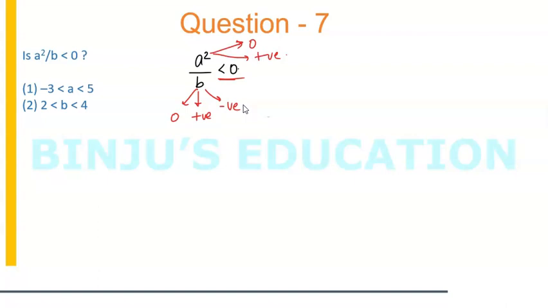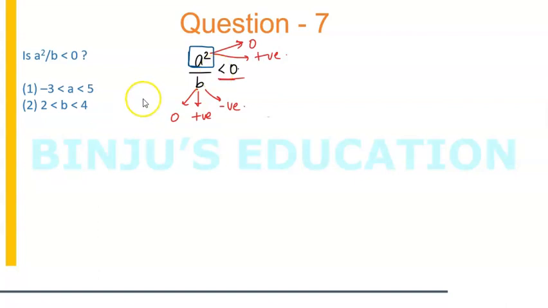So the interesting part about this question is not actually about a square, because a square will have no role to play. A square has a defined position. It will either be 0 or it will be positive. It can't be negative. So the actual question is, is B negative? Because a square can't be negative, the only possibility for this fraction to be negative is when B is negative. So is B negative?